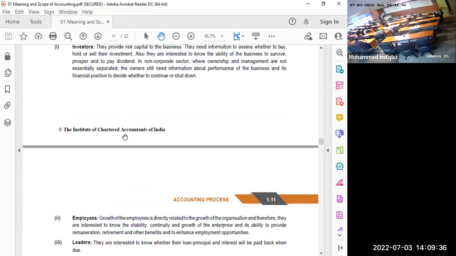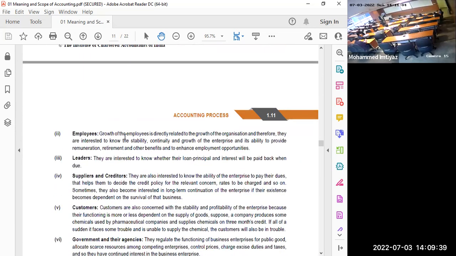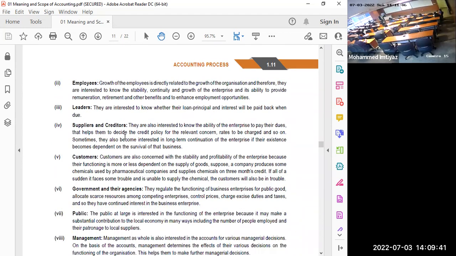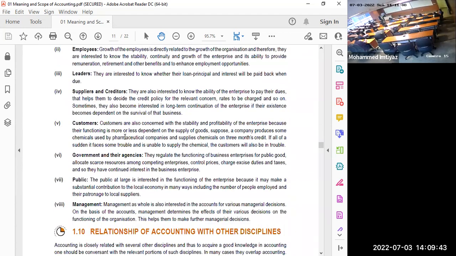Okay, this we already discussed. Investors, employees, lenders, suppliers and creditors, customers, government and their agencies, public and management. The chart I showed you in the beginning had some internal users and external users. Here it is given in detailed information: who all are using the accounting information.